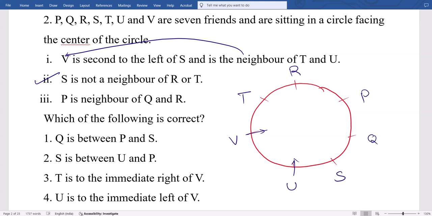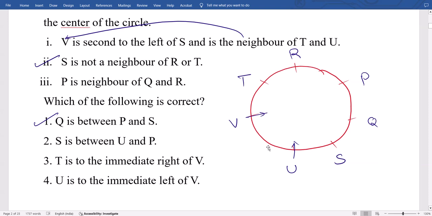Now finally, which of the following is correct? Q is between P and S is correct. S is not exactly between U and P, there are two people available, not only one person. T is immediate right of V, no, left of V. U is immediate left of V, no, U is immediate right of V. So only one thing correct is option 1.